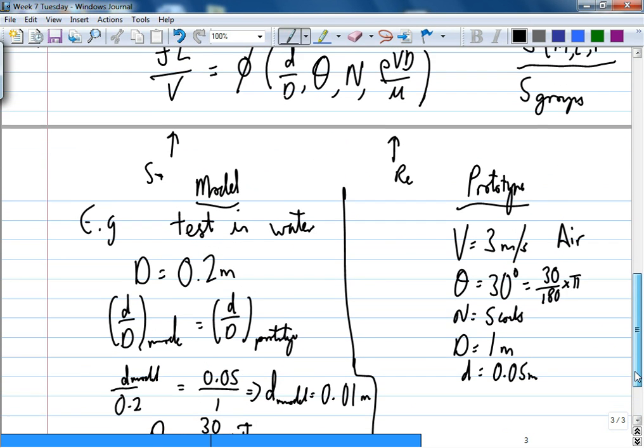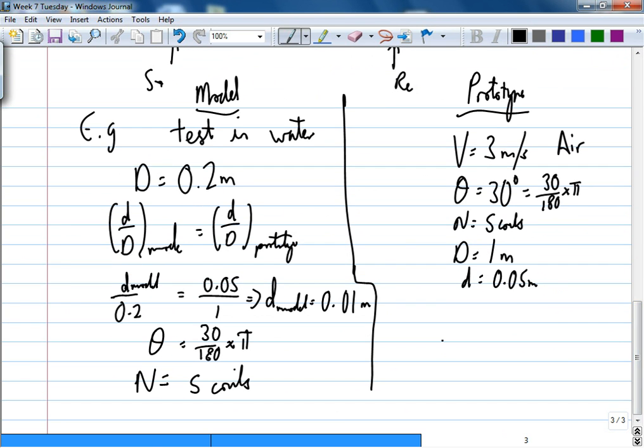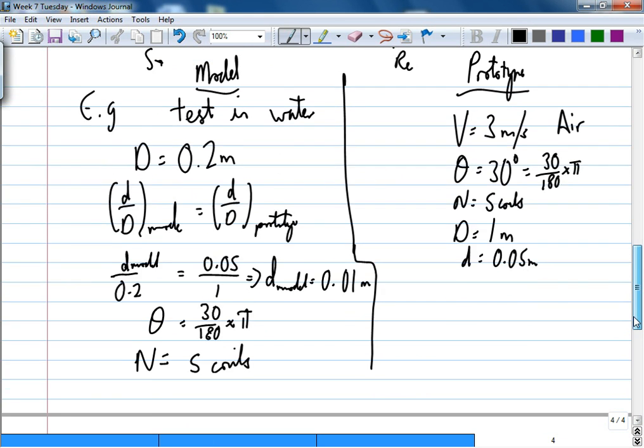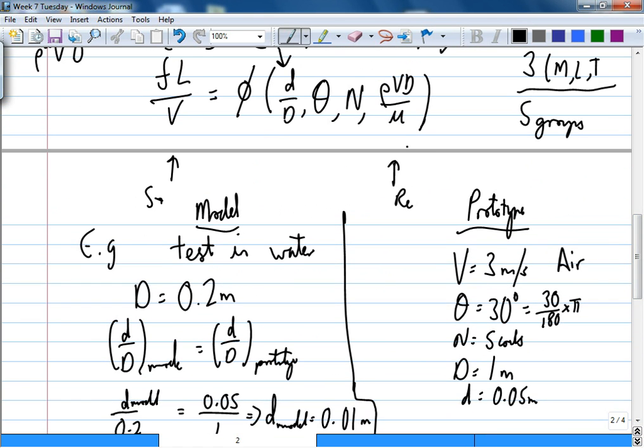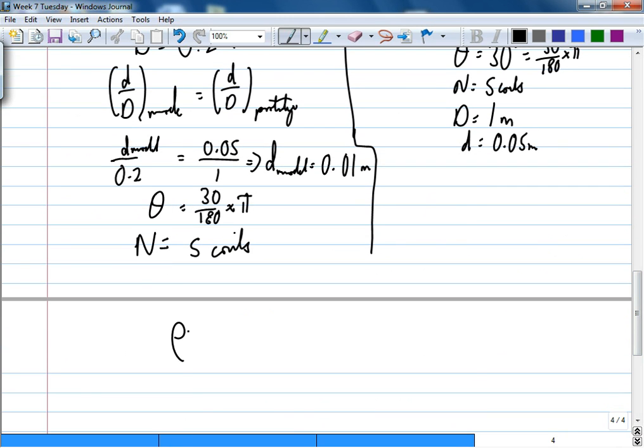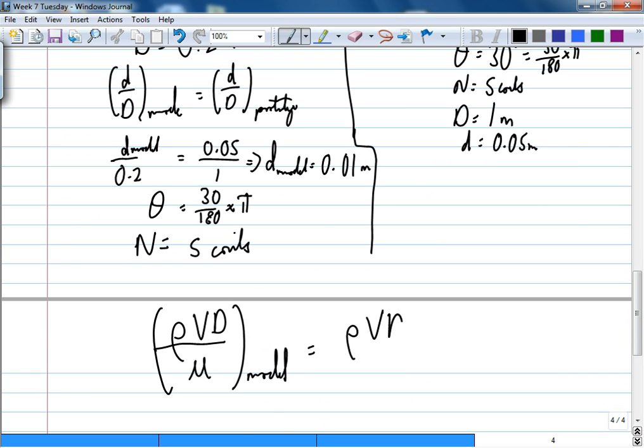And finally, the different one, the more complicated one: we need to match Reynolds number. So rho V D over mu for the model is equal to rho V D over mu of the prototype. From here we cannot control rho and mu, because those are properties of air and water. Diameter is already set, so we can only adjust the velocity of the model to match that of the prototype.